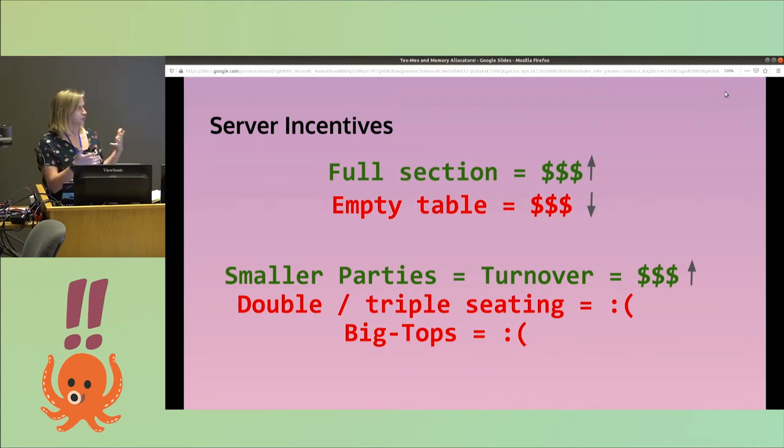Servers are another group of people I had to deal with who are making money by waiting tables. So they also like to have a full section, the tables they're responsible for. But they also really like high turnover because that means they're getting multiple parties, more tips throughout the night. And they don't like to be double or triple sat, which means sat with two or three tables at the same time, because there's a lot of work up front when you first get seated, like taking drink orders, saying hello, all those things. And this means that they really don't like big tops because we have to hold their tables. And also that might mean they're double or triple sat when we separate those tables later in the night.